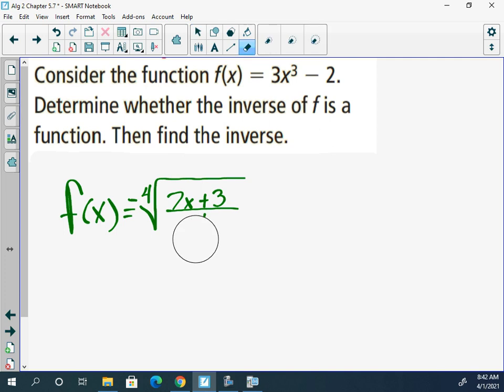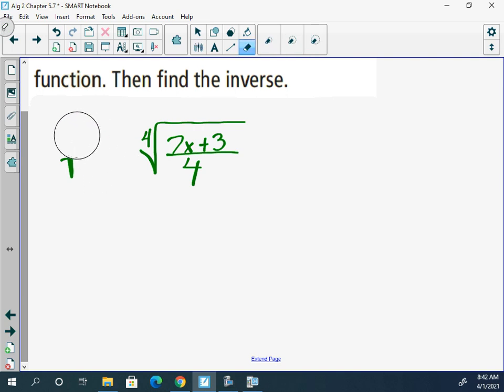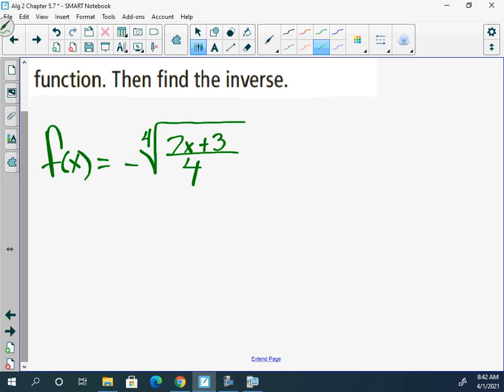Let me rewrite. It is going to be easier than what you might think. Why did you do it in the square? The negative is really out front. So it's really a negative fourth root of 7x plus 3 divided by 4.